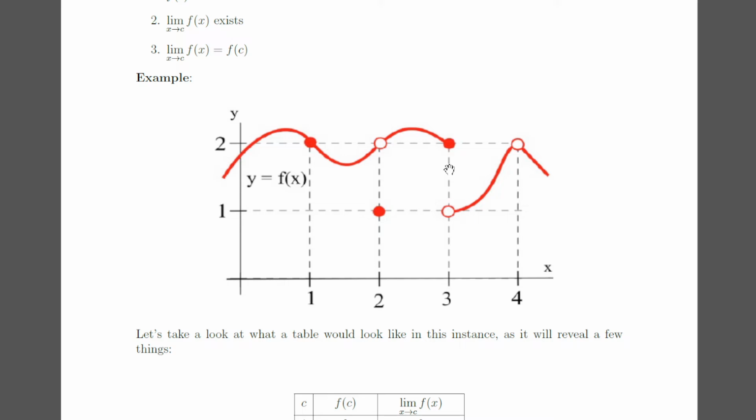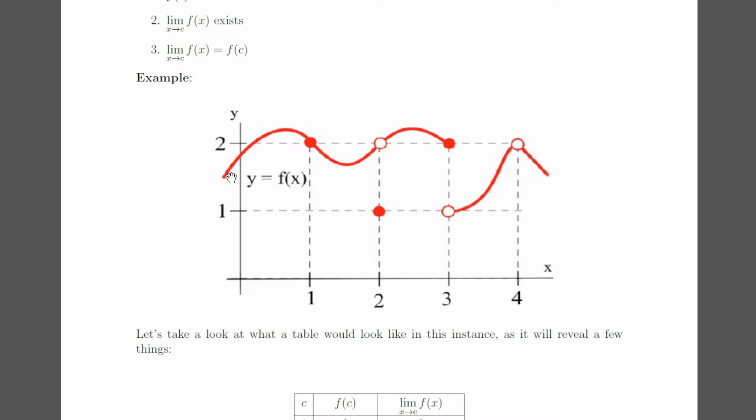At 3, take a look at what happens here. There's a jump. It jumps from 2 down to 1, so therefore it's discontinuous there as well. And then at 4, it's the same thing. There's a hole, so it's also discontinuous. So this function is continuous every place except for x equals 2, x equals 3, and x equals 4.